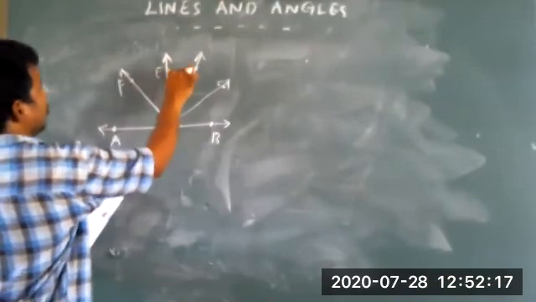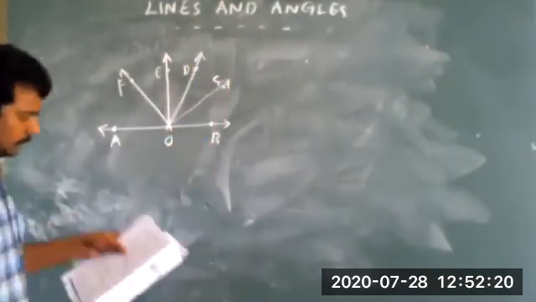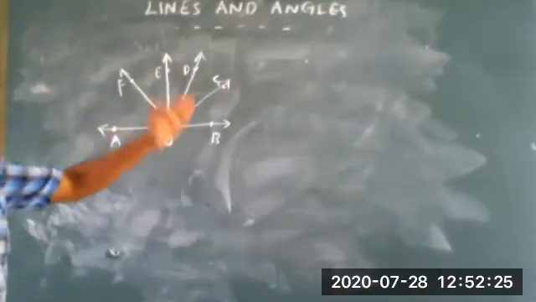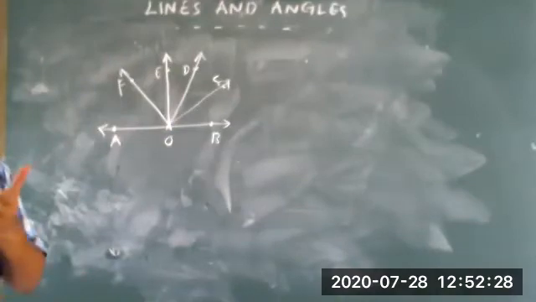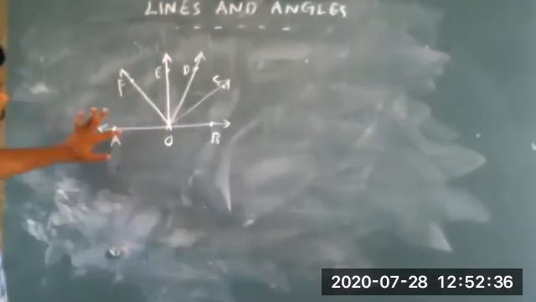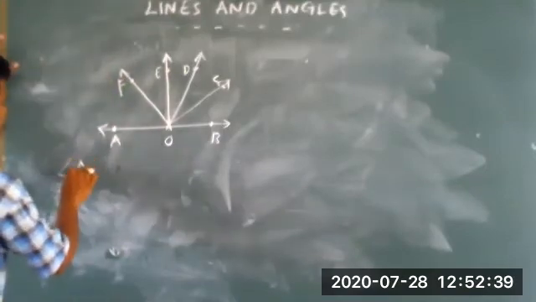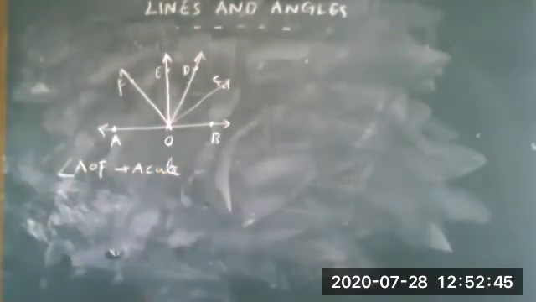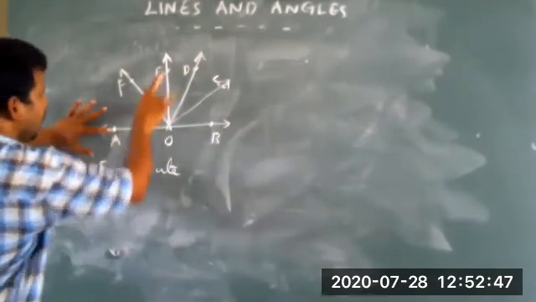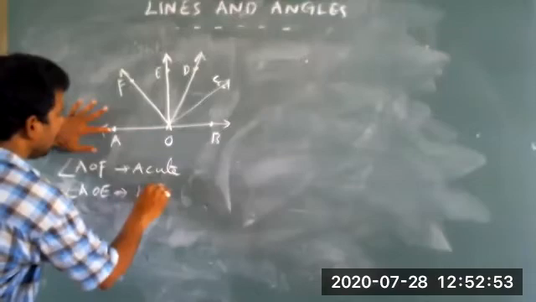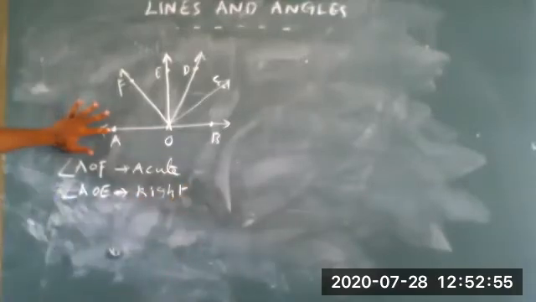F, E, D, C. Here you have to write all possible angles and identify the acute angle, obtuse angle, right angle and straight angles. See children, angle AOF, which angle? Acute angle. Now angle AOE is equal to a right angle. Which angle children? Right angle.